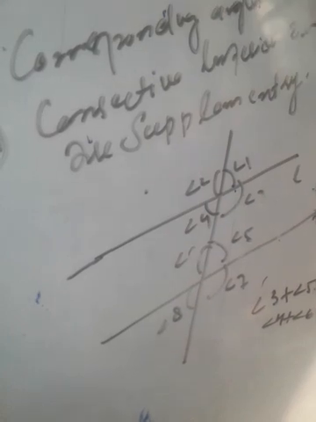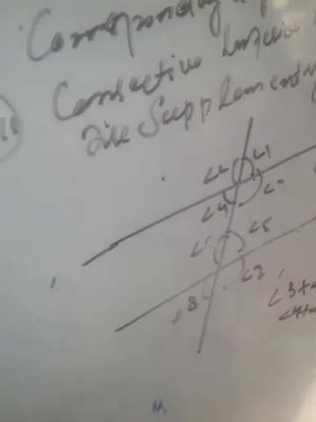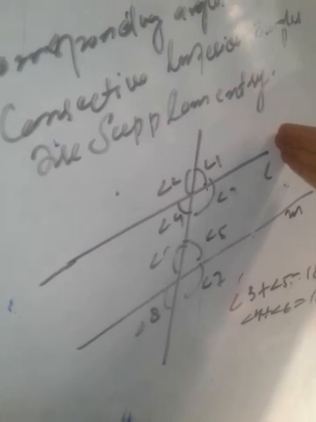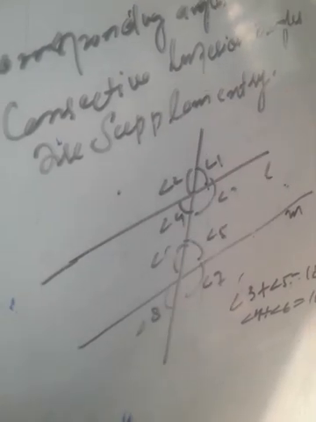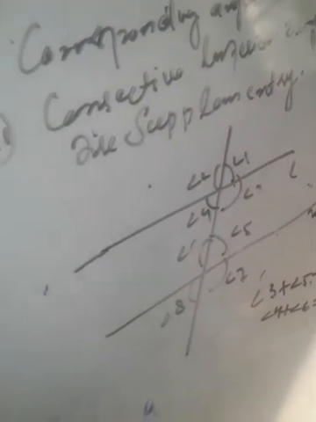Now we will read the converse of this property. Now we have two given lines such that if alternate interior angles are equal, corresponding angles are equal, and consecutive interior angles are supplementary, then what happens? Then the lines are parallel. I will show it. Before that, pause the video to note it down.